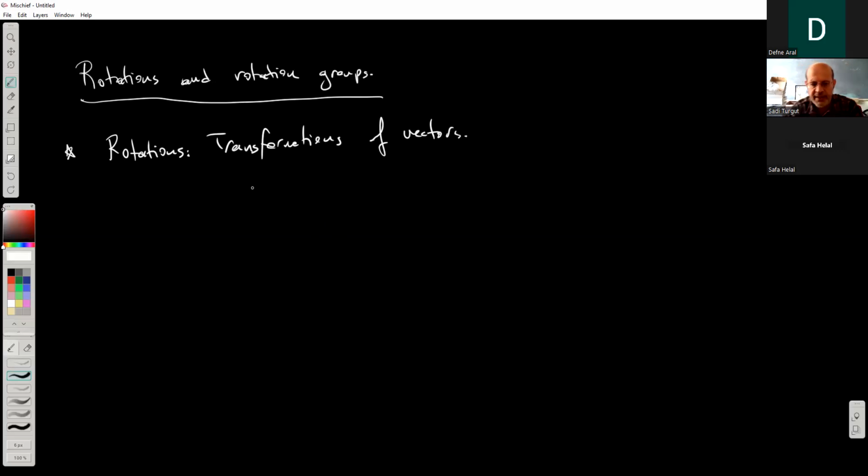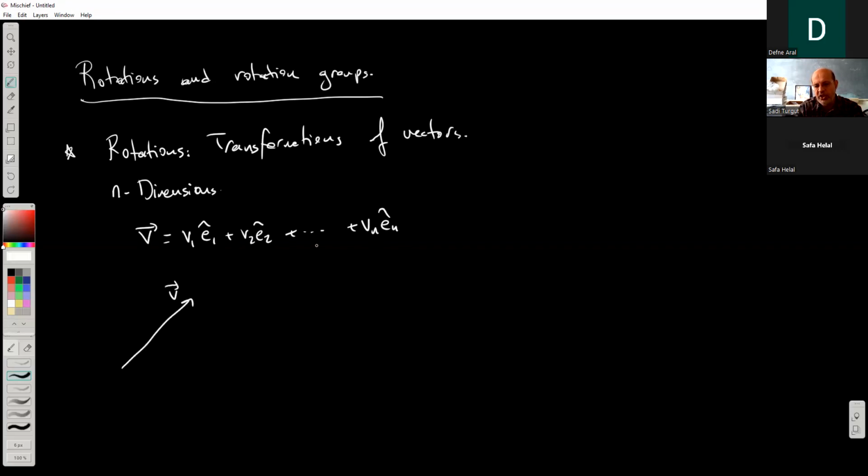But I'm going to specify this a little bit more. I'm going to think about this in n dimensions. I can write down a vector in the n-dimensional space in terms of its components, and then there are these unit vectors, let's say E1, E2, and so on up to En. So in general, a vector is going to be described by this kind of unit vector notation in n dimensions. Applications will be either two-dimensional or three-dimensional, but let's do this discussion for general n-dimensional rotation.